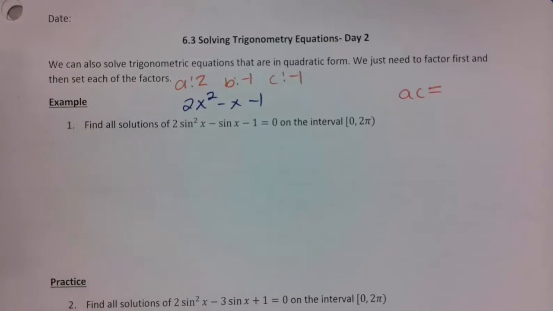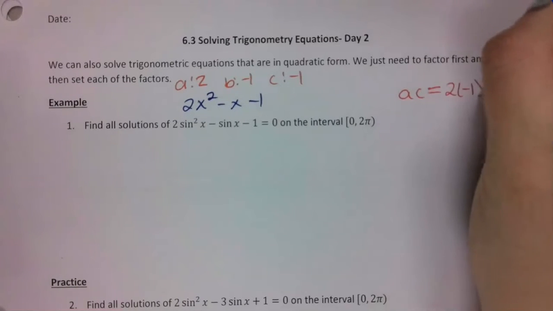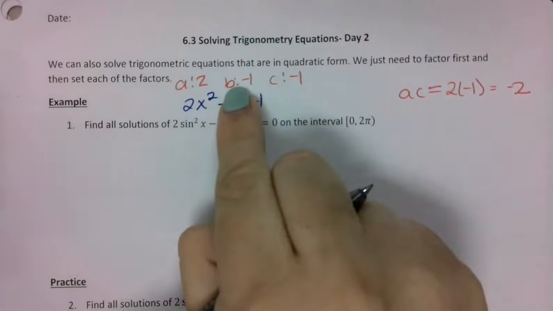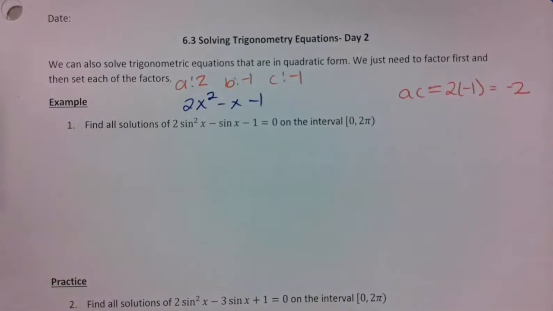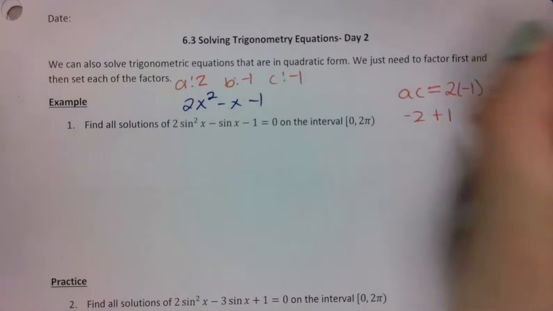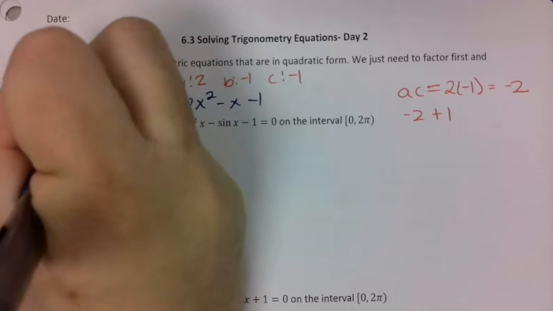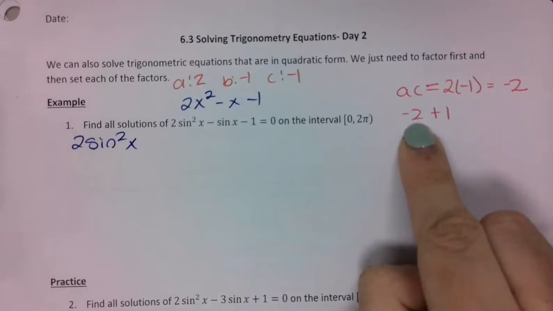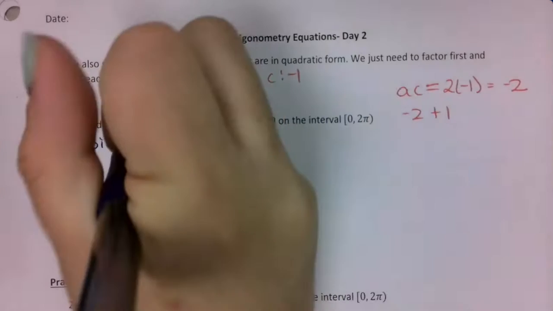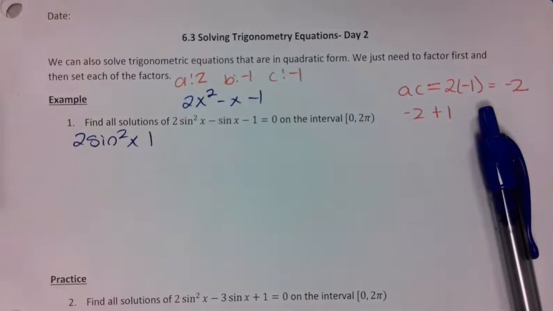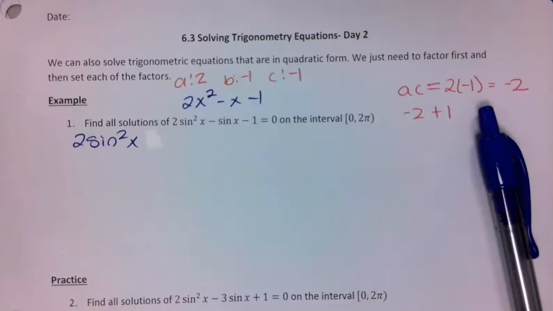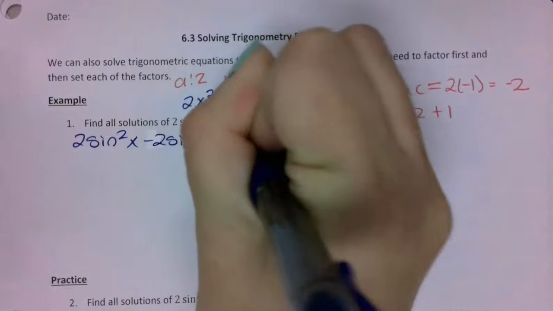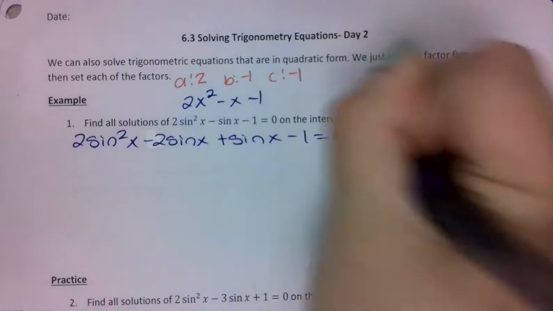So what's my a times c? What is it? Negative 2. So it multiplies to negative 2 and adds up to my b value of negative 1. So I want to split this up. Instead of having that minus sine x in the middle, I'm going to have minus 2 sine x and then plus 1 sine x. Minus 1, and it still equals 0.